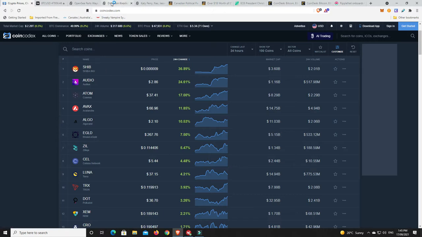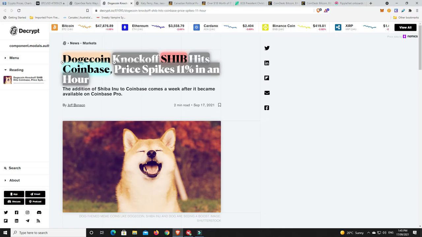36.8%. And the reason for that is that it has been listed on Coinbase. And so people have decided to pile in. That's usually what happens when coins get added to new exchanges, particularly big ones. You generally see a bit of a pump.